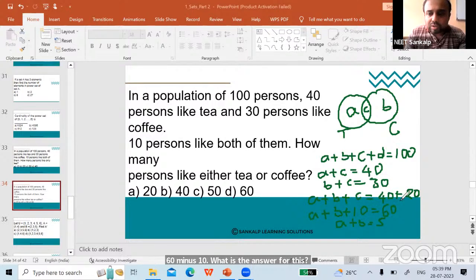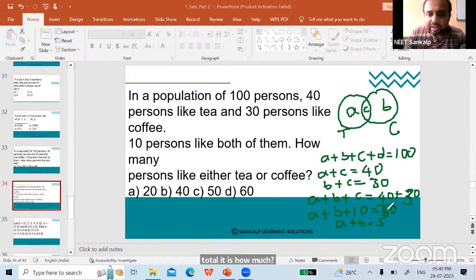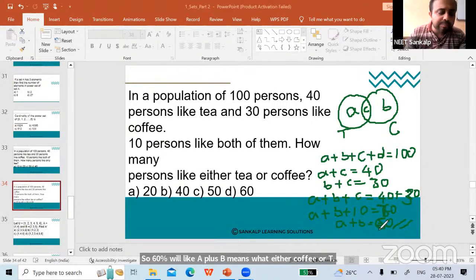Sorry. It is not 40 plus 20. Wait a minute. It is 40 plus 30. It is A plus B plus C. So total it is how much? 70. So 70 minus 10, total it is 60. So 60 persons will like A plus B, which means either coffee or tea. So it will be liked by only 60 persons.